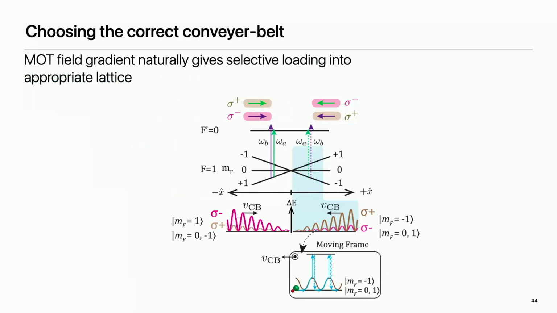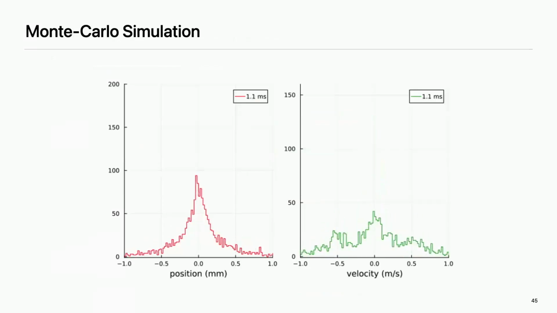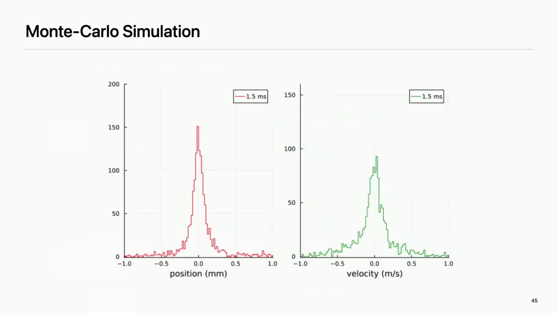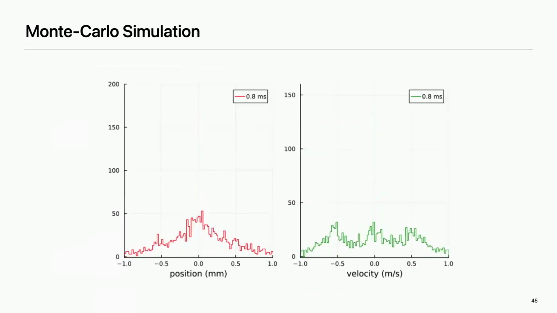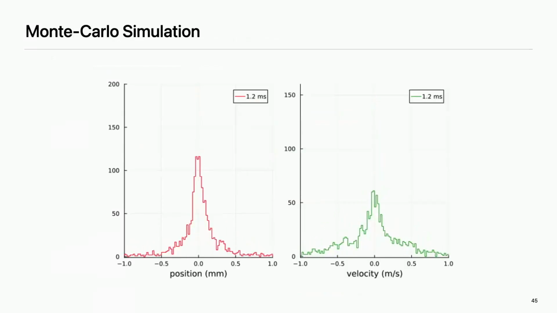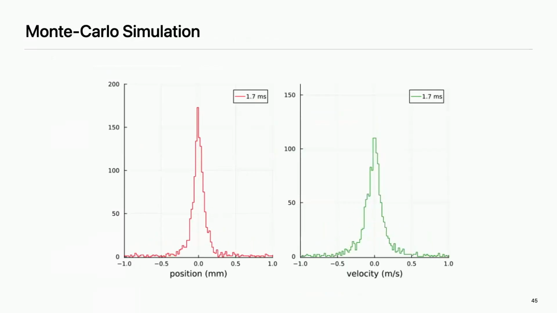And you can see this in a Monte Carlo simulation of different molecules. So we're going to start off with the position distribution of molecules on the left and the velocity distribution on the right. And so you can see as you turn this on, there are two peaks that form in the velocity class. And those are the two conveyor belts that move towards the center. And you end up with this pile up then of zero velocity molecules at the center.